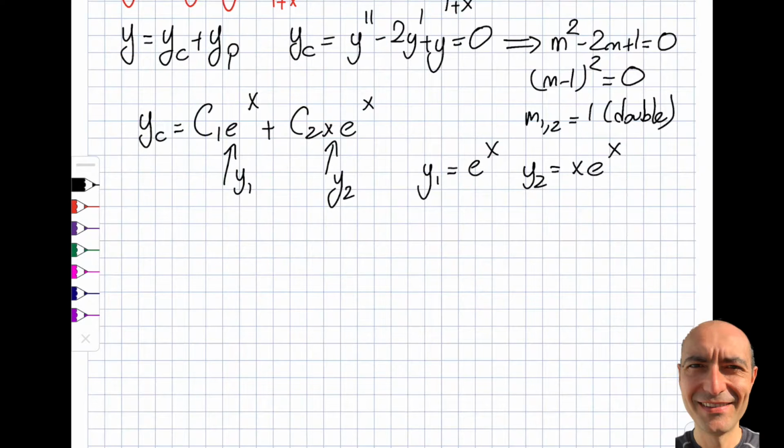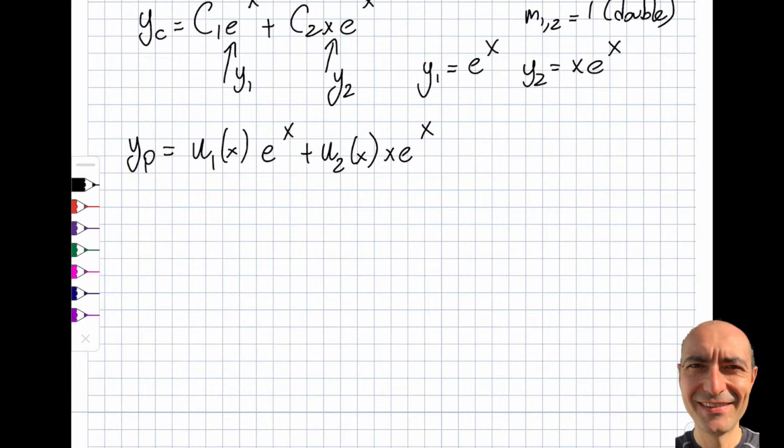Then I will go to the next step, which is to find my yp. As we established, yp is going to be u1(x) times e to the x, which is y1, plus u2(x) times x e to the x, which is y2. The goal here is to find my u1 and u2 values. So u1 prime will be w1 by w, and u2 prime will be w2 by w.